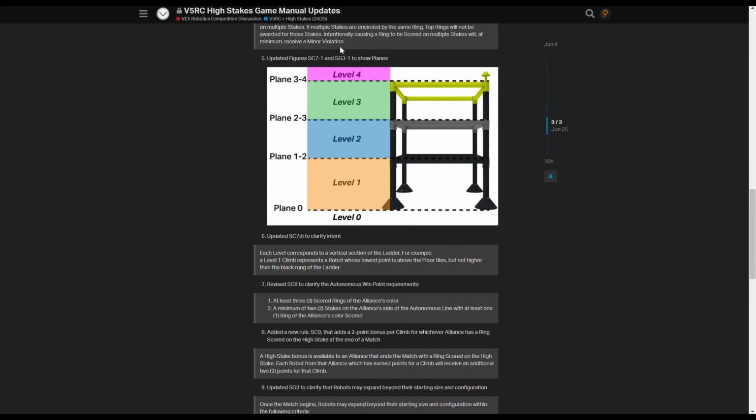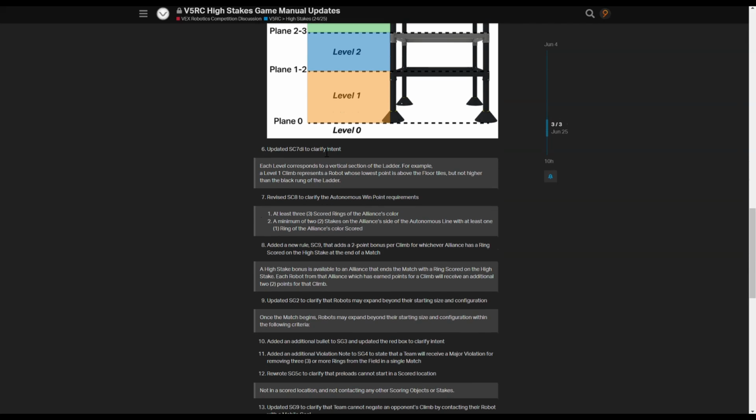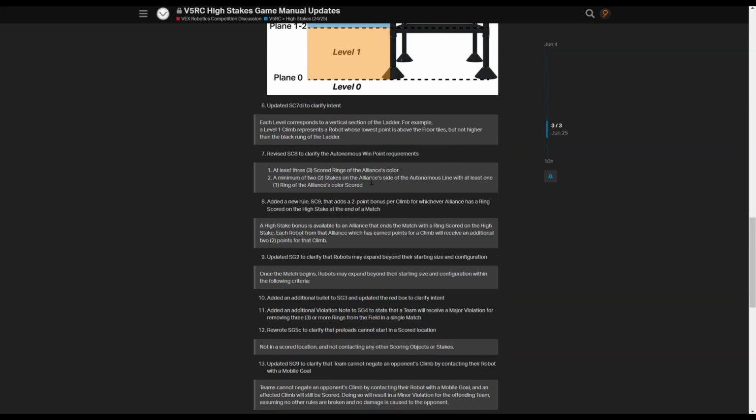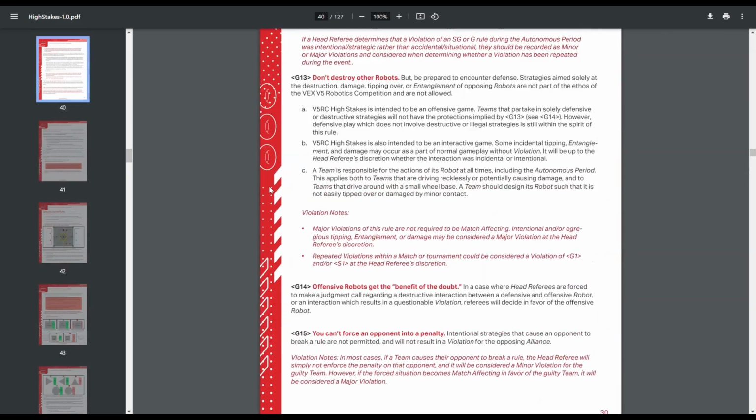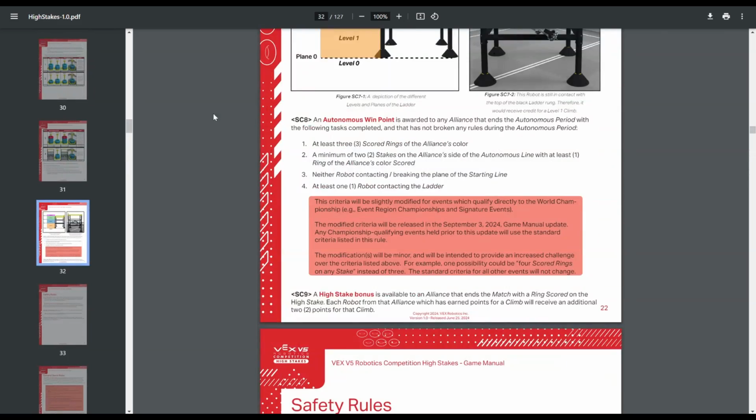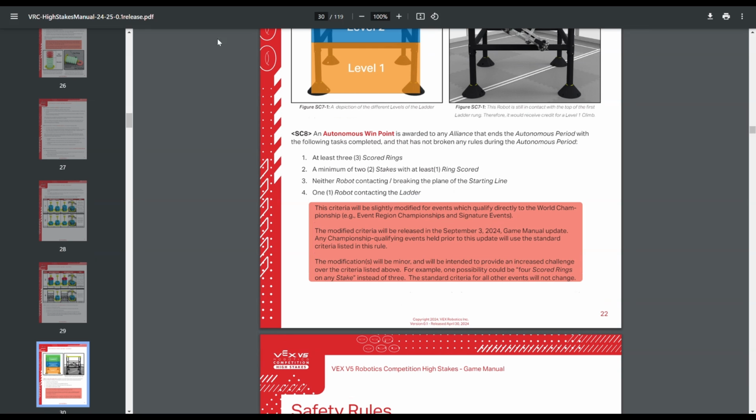All right, next thing on the list. Yeah, they updated the things. This is just the same thing. You can't skip ladders. It's funny because this isn't actually the right part of the manual that they linked. So SC8. So this was actually a Q&A that I asked. You can see in the new version it says at least one robot contacting the ladder, whereas in the old version it said one robot contacting the ladder.